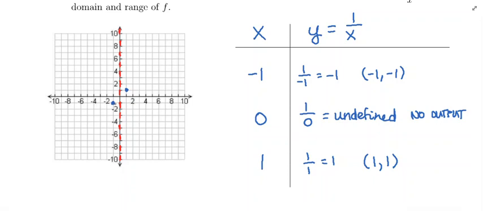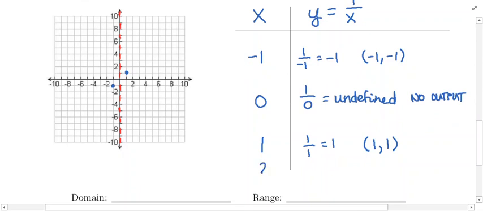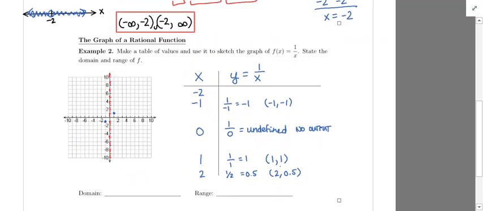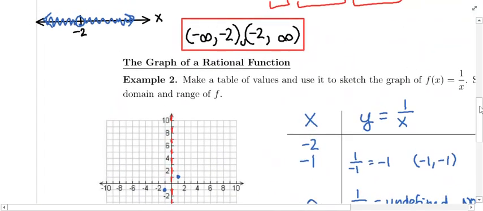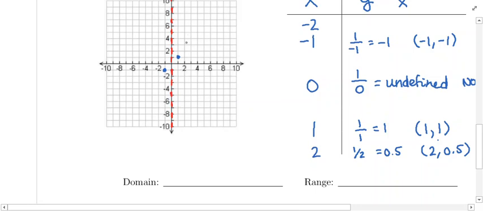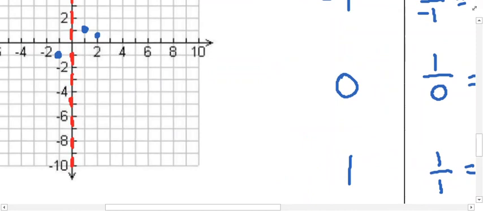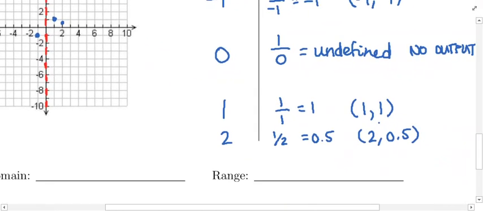All right, so let me go a little further out. I'm going to do 2 and -2. Okay, so if I plug in 2, I'm going to get 1 over 2, so that's going to be 0.5. So we're going to plot the point 2, 0.5. This thing keeps zooming uncontrollably. I'm sorry. So we're going to plot the point 2, 0.5. So here's where x equals 2. 0.5 is going to be halfway between 0 and 1. So right there.